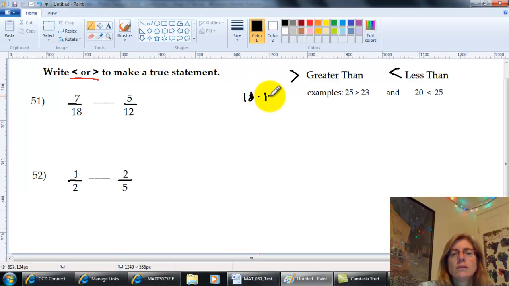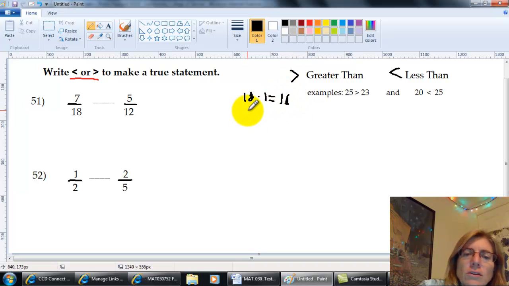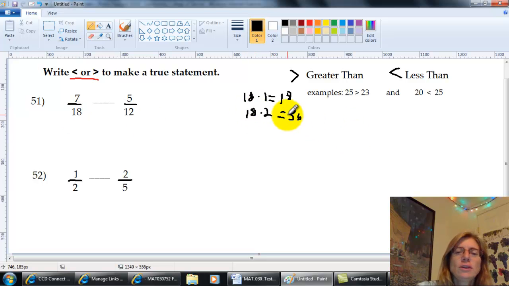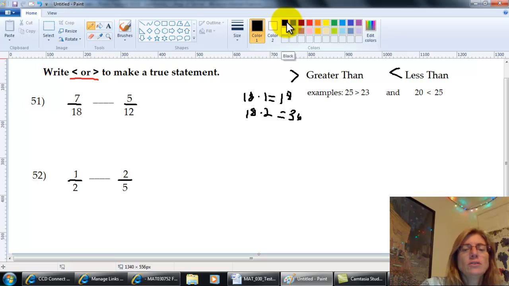18 times 1 is 18. Does 12 go into 18? No. 18 times 2 is 36. Does 18 go into 36? Yes, twice. Does 12 go into 36? Yes, 3 times. So 36 is our least common multiple. So we're going to do our usual.